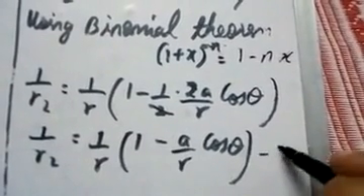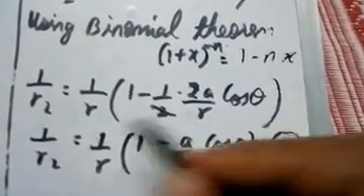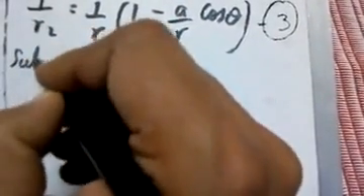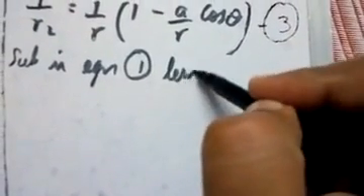This is equation number 3. Okay, so now we got 1 by R1 and 1 by R2. Let's substitute in the first equation. So substitute in equation 1 the terms for equation 2 and 3. Okay, let's substitute that.